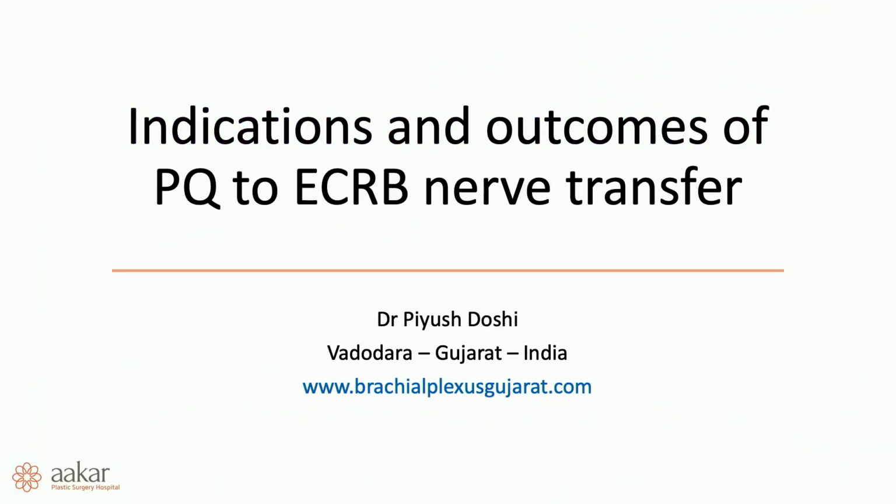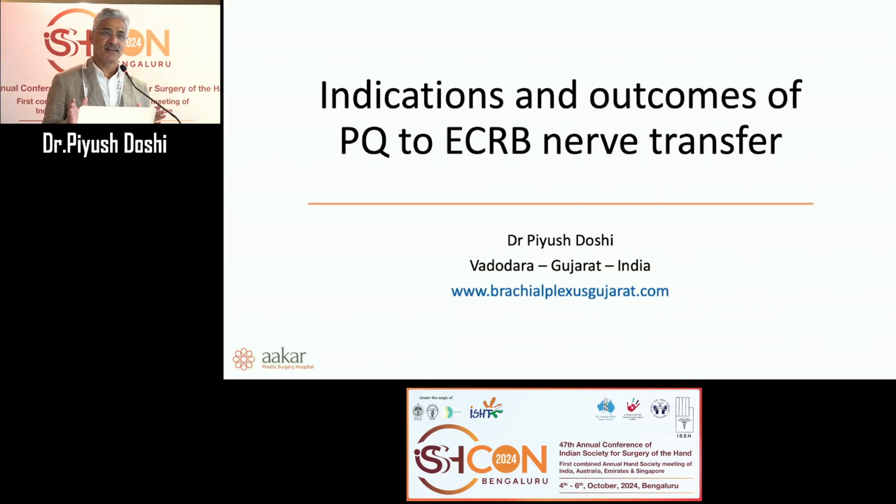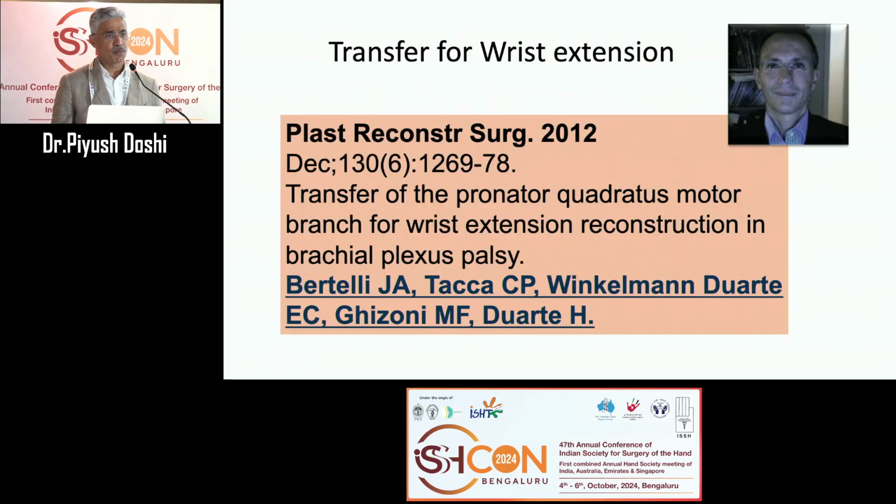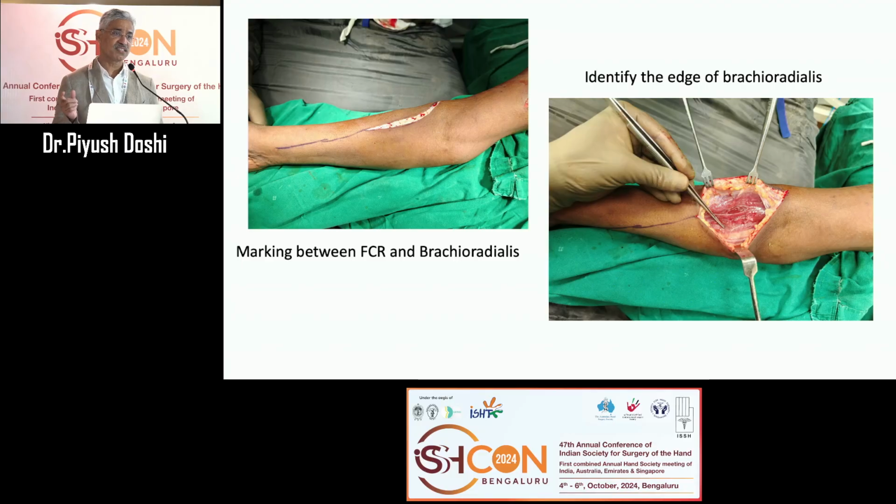This is a distal nerve transfer, but it is usually done in proximal nerve injuries. The pronator quadratus branch of AIN is transferred to ECRB to produce wrist dorsiflexion. This was published by Bertelli in 2012 in PRS, and I was lucky to see the first case at my hospital when Dr. Bhatia operated the case in 2013.